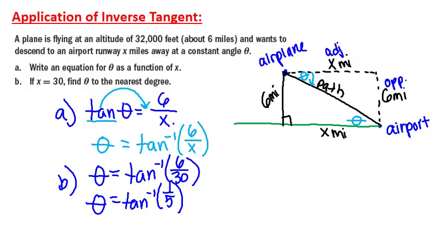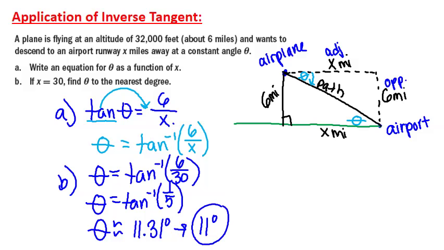I'm going to go to my calculator, make sure I'm in degree mode again. I am. So I'm going to type second tangent to get my tan inverse function. Type in 1 divided by 5, close my parentheses. After I hit enter, I get theta is approximately 11.31 degrees. For this problem, they ask for the nearest degree, so the nearest degree would be 11 degrees. And that would be my angle of descent of the airplane.